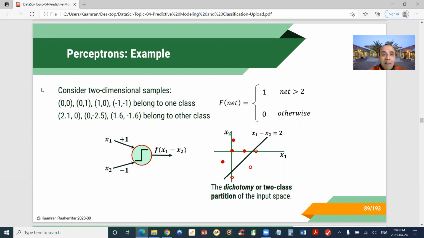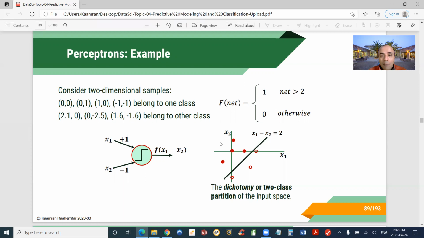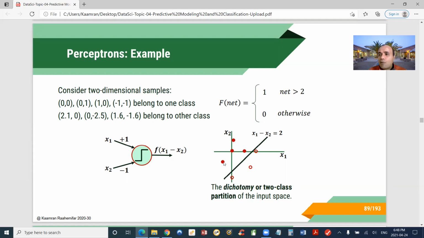Now, let's map these points onto the 2D space. This is x1, the horizontal axis. This is x2, the vertical axis. For example, (0, 0) is going to be the origin. (0, 1) is going to be this point, slightly off the line, of course. (1, 0) is going to be this point. (-1, -1) is going to be this point. Again, that deviation was not intentional. It happened just by accident.